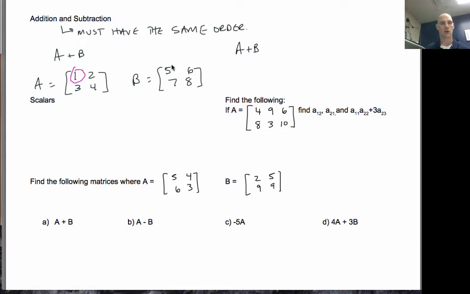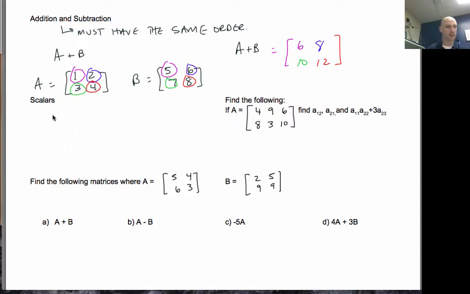So 1 plus 5 is going to be 6. And then 2 plus 6 is going to be 8. And then 3 plus 7 is going to be 10. And then 4 plus 8 would be 12. Okay, so you add up the matching elements to get your sum or your difference.